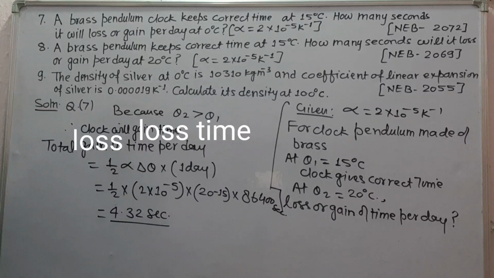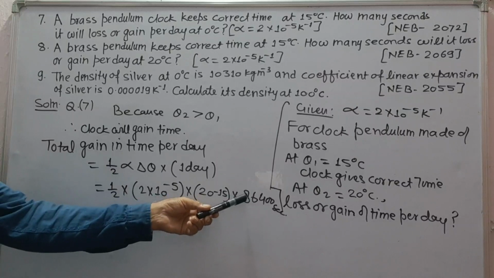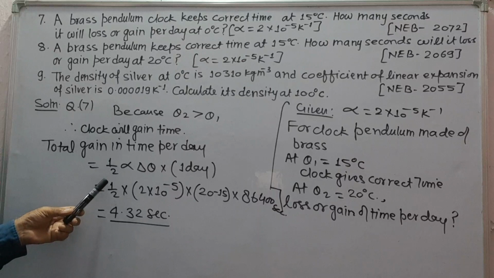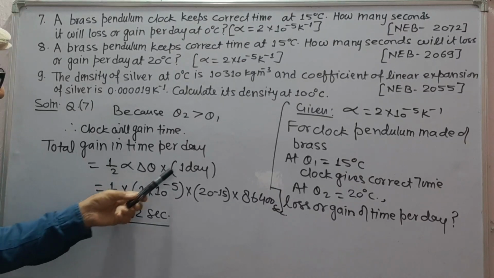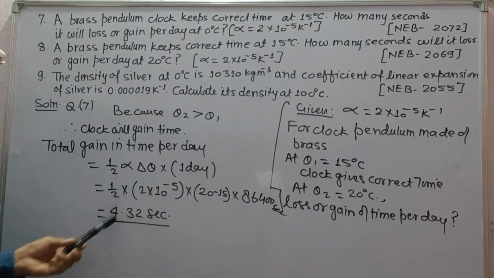Because theta 2 is greater than theta 1, therefore clock will gain time. Total gain in time per day will be equal to 1 by 2 into alpha delta theta into 1 day. 1 day is equivalent to 86,400 second. Therefore, it gives 1 by 2 into alpha into delta theta into this much, which gives 4.32 second.